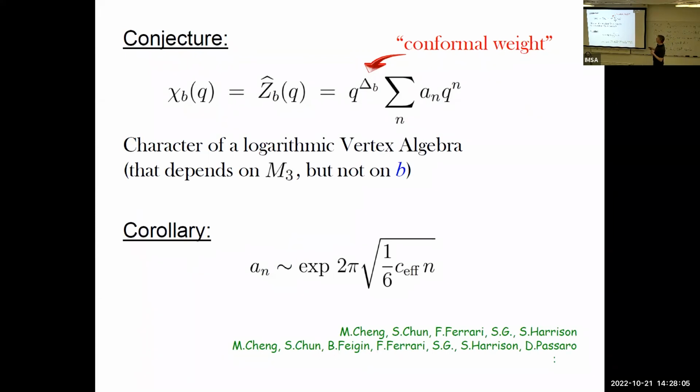So the conjecture is that that's always the case. You start with any graph you want, either a plumbing graph or a manifold in general, and you always find that this is a character of some VOA, and a corollary of this statement is that coefficients should grow in a very particular way. So what we saw is basically a test of this phenomenon.